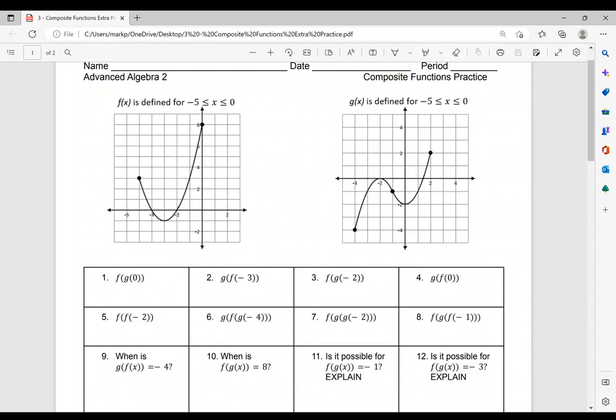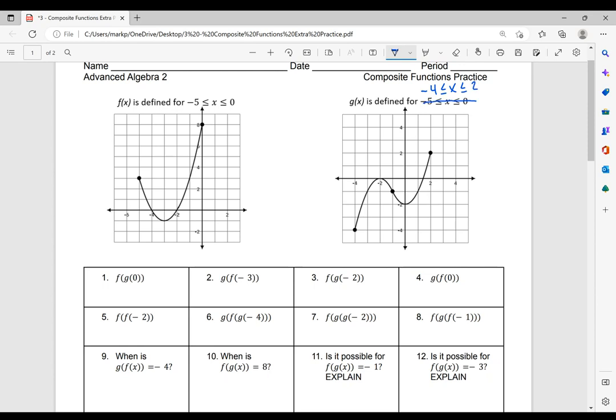All right, so here is the assignment for today. We have these two graphs and we're doing composite functions. For the first one, we know that f of x is the parabola and g of x looks like this somewhat cubic function. And I can see right now there is one small error here. Right here, it says g of x is from -5 to 0. It's actually from -4 to 2.